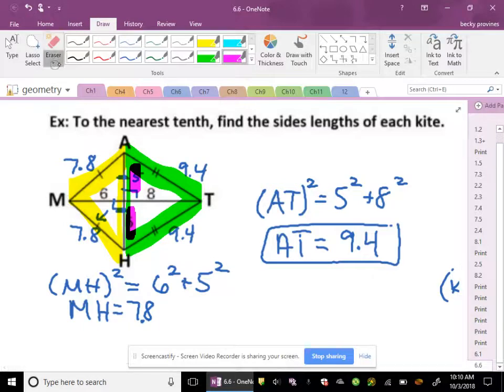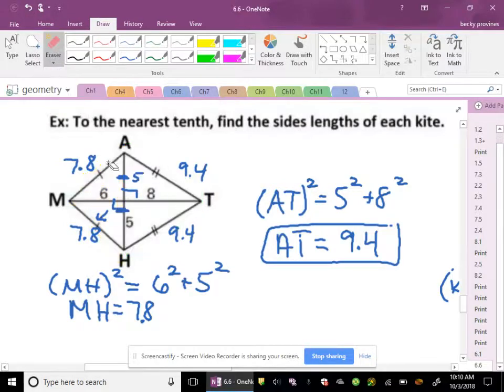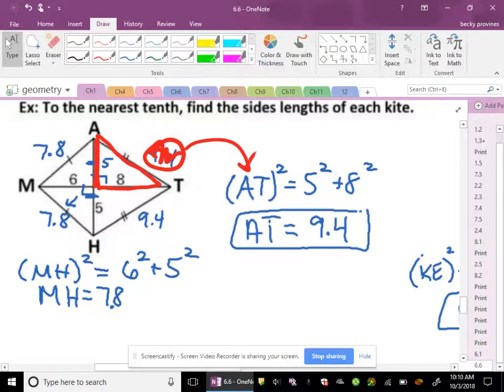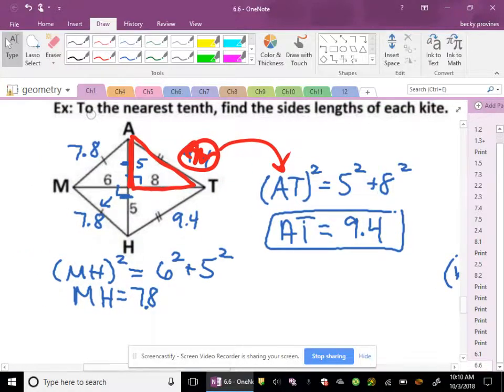And now you can just do Pythagorean. Pythagorean never goes away. So let's look at this little red triangle here. How can I find AT? Well, I didn't know this yet, so that's gone. I know this side going up and down is 5. The 8 was provided. So let's look right over here. I took AT and I squared it, and the legs were 5 and 8. I did Pythagorean, and I'll let you guys try that. I got 9.4. So that's how I found that measure.